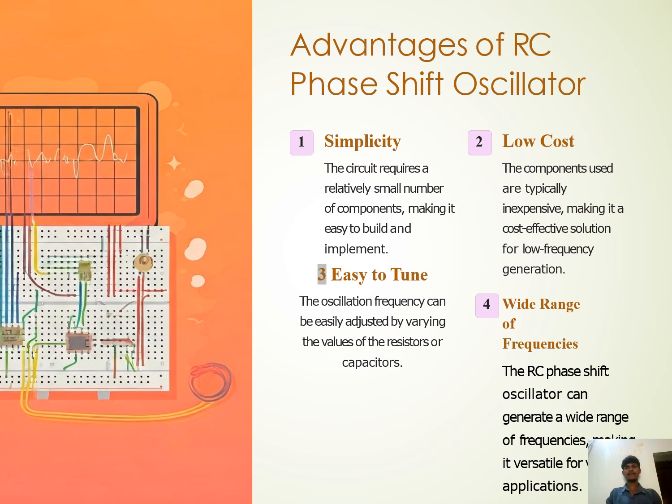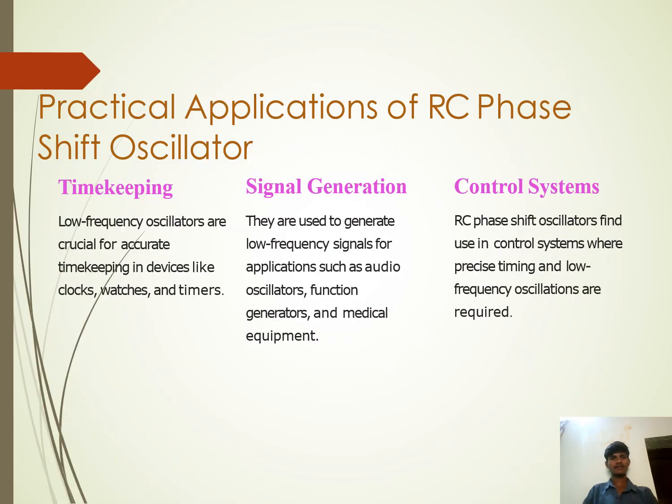Advantages of the phase shifting oscillator. Simplicity: the circuit requires a relatively small number of components, making it easy to build and implement. Easy tuning: the oscillation frequency can be easily adjusted by varying the values of the resistor and capacitor. Low cost: the components used are typically inexpensive, making it a cost-effective solution for low frequency generation.